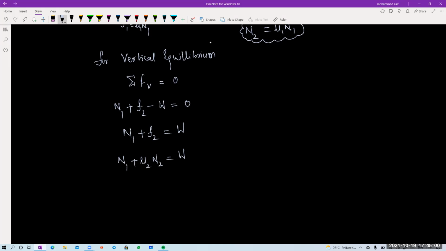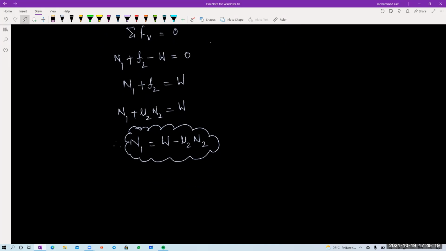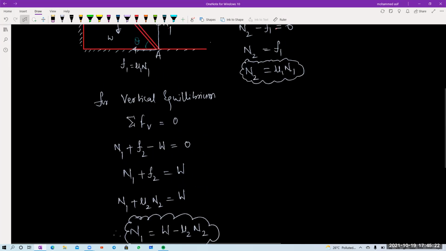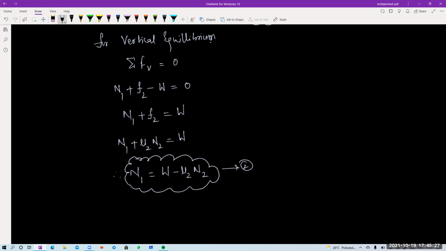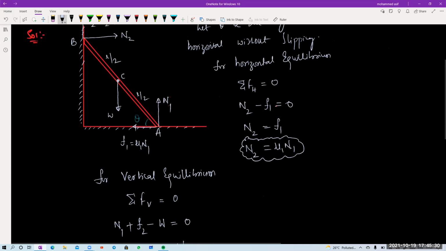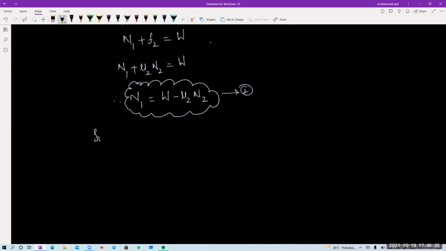Now I can substitute the value. So N1 will be equal to W minus mu2 into N2. This is the value of your N2. Now from this I can get the values of N1 and N2. I can substitute the value of N2 in N1. I'm taking this as equation number 2 and this as equation number 1. So substitute 1 in 2.